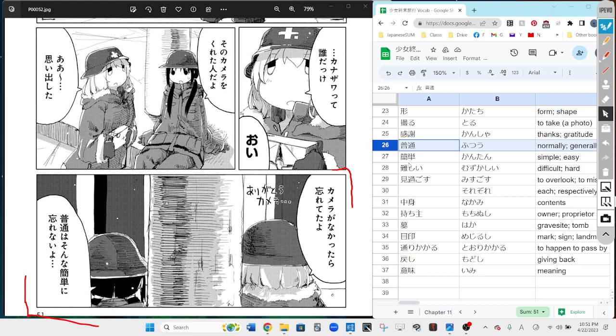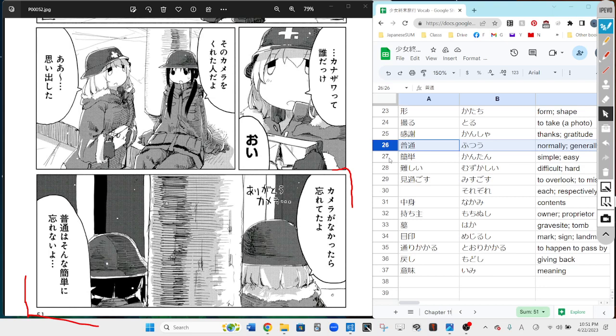Okay, your turn, Cookie. Kamera ga nakatara omore. Good guess. Wasurete. Okay, I blanked. 忘れてたよ. That means if we didn't have this camera, we'd forget, you know.